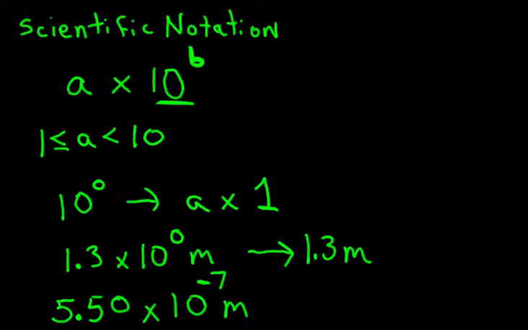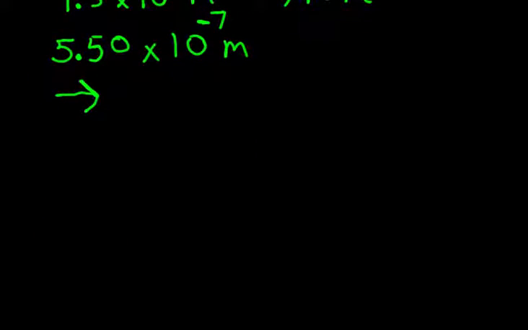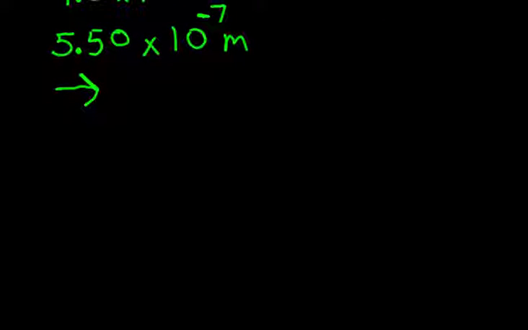Well, what does this mean if we were to write it as a decimal? So what I'm going to do is I'm going to scroll this up here, give us some room. We're going to look at what scientific notation says and how we would write it into the form that we're used to. So this says that the base number is a measure of 5.50 units. But those units are 10 to the negative 7th meters.